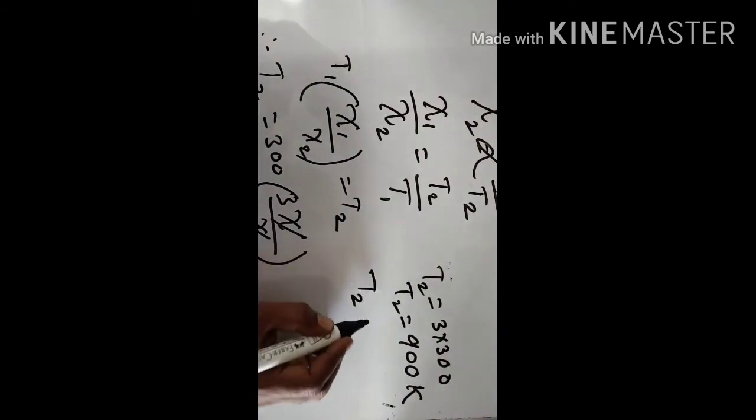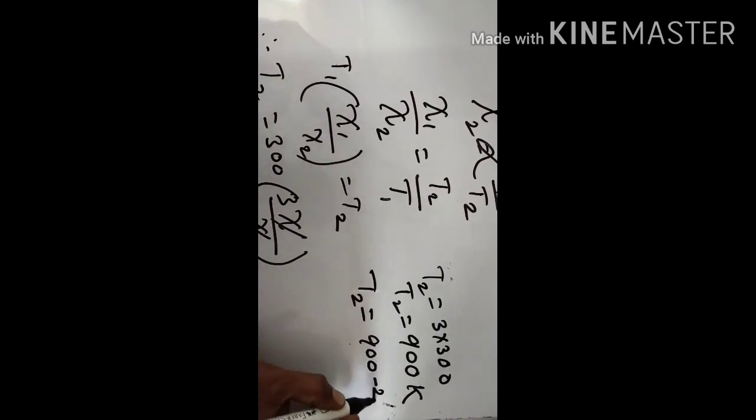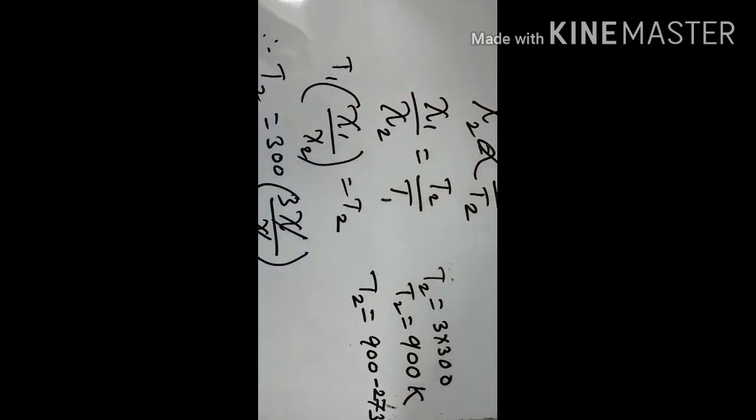So now we have to convert into degree Celsius. 900 minus 273. When you do this, the answer will give you 627 degree Celsius. So now this is our answer.